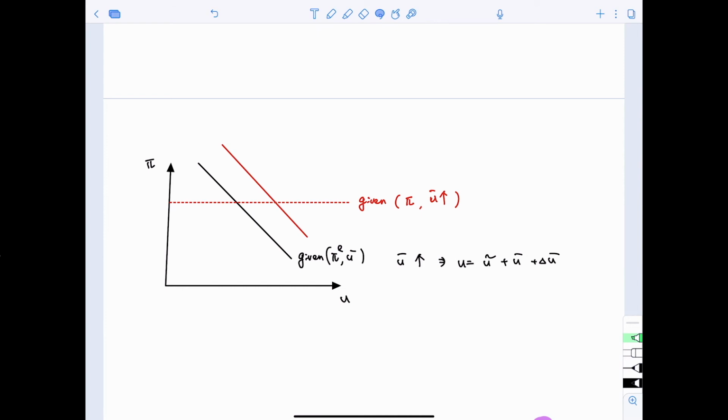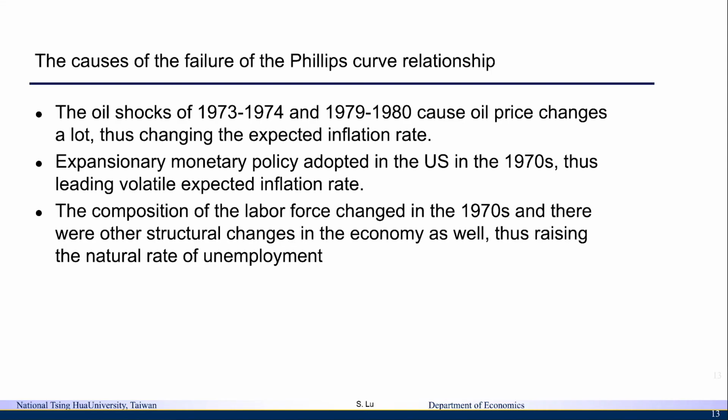Therefore, in conclusion, we show that when there is either an increase in the expected inflation rate or an increase in the natural rate of unemployment, both of them will cause the Phillips curve to shift to the right. Okay, so now we know why the changes in the expected inflation rate and the natural rate of unemployment cause the shifting of the Phillips curve. Now we want to ask why in the 1970s the Phillips curve no longer held.